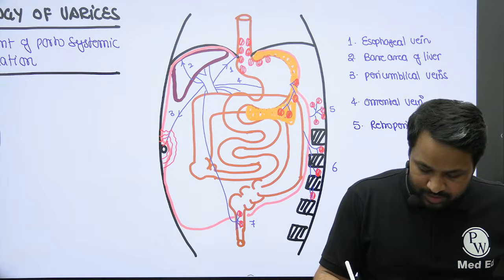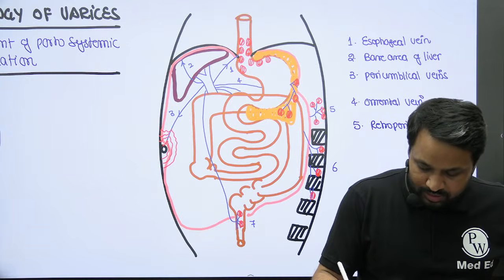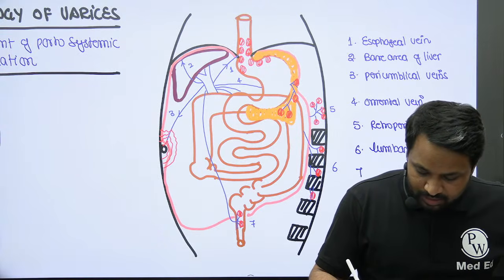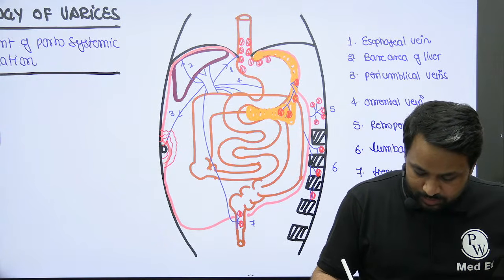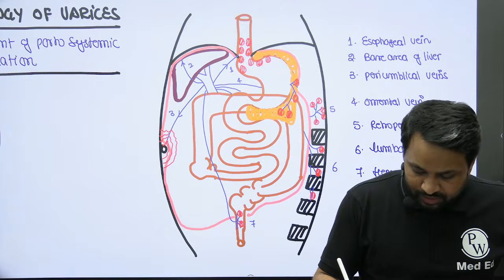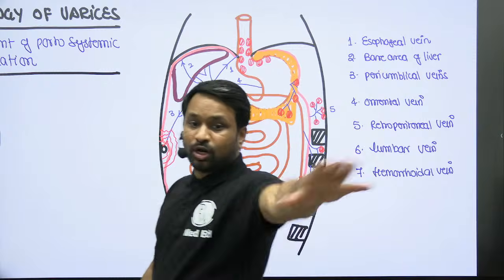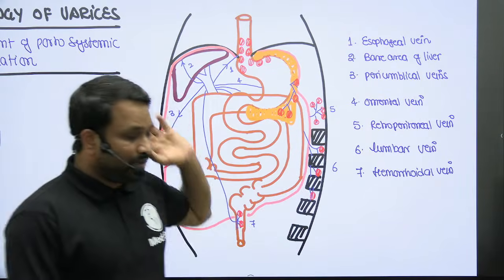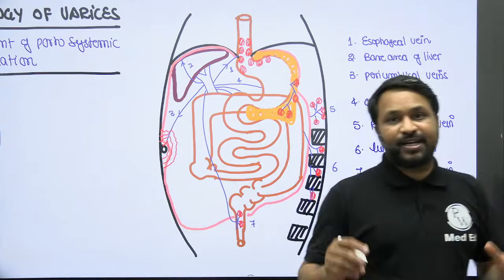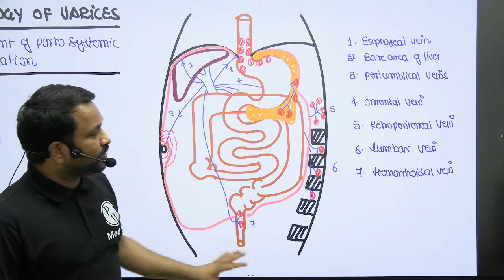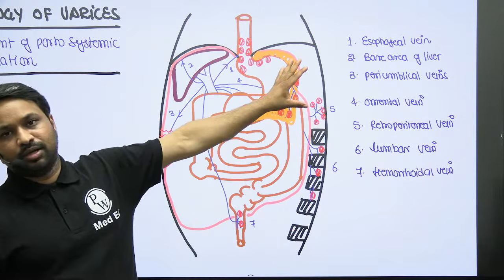It is going to be the retroperitoneal vein. Sixth one, it is going to be with the lumbar vein. And the last one that you have is going to be with the hemorrhoidal vein. So when the portal vein gets blocked and the blood is not able to go any further, you will find that there are 7 different sites from where the blood can be given back into the systemic circulation, and this is what we call the portosystemic collaterals.